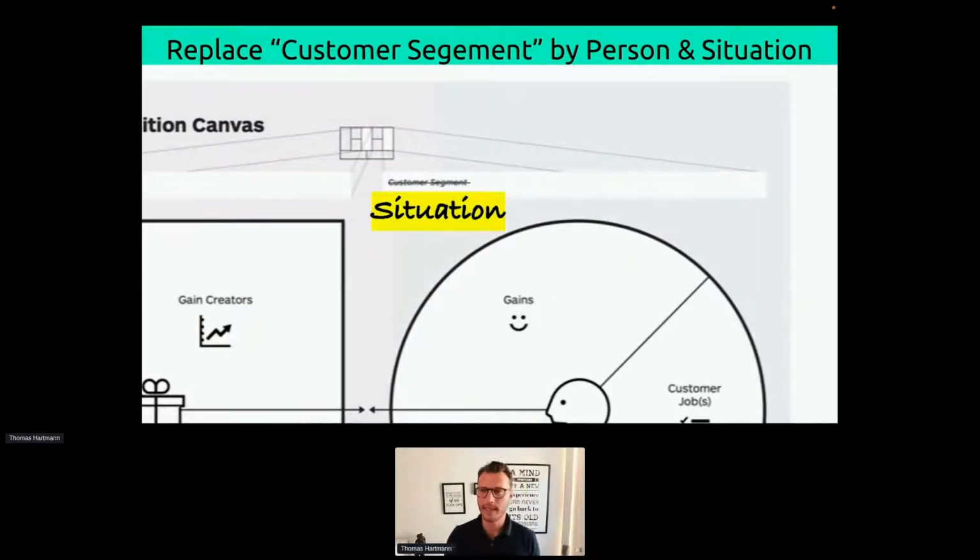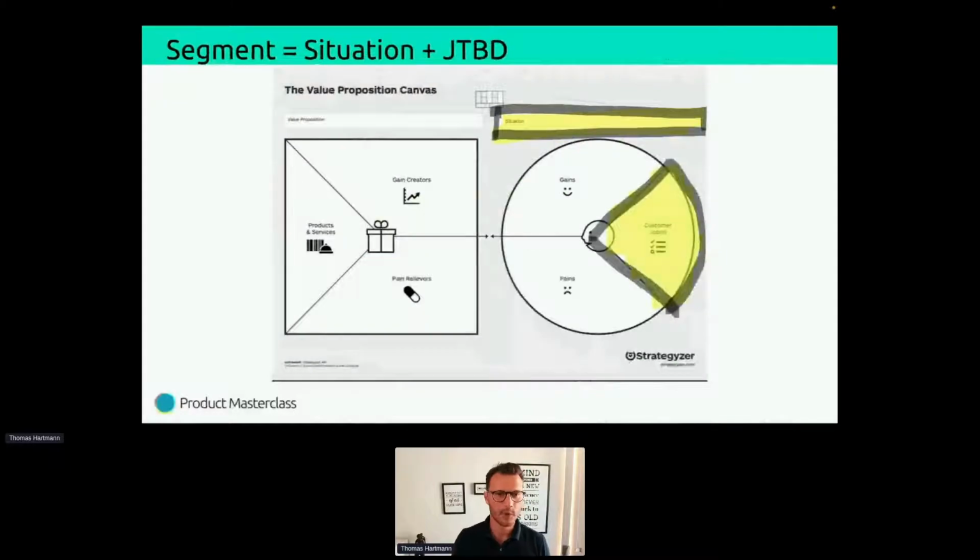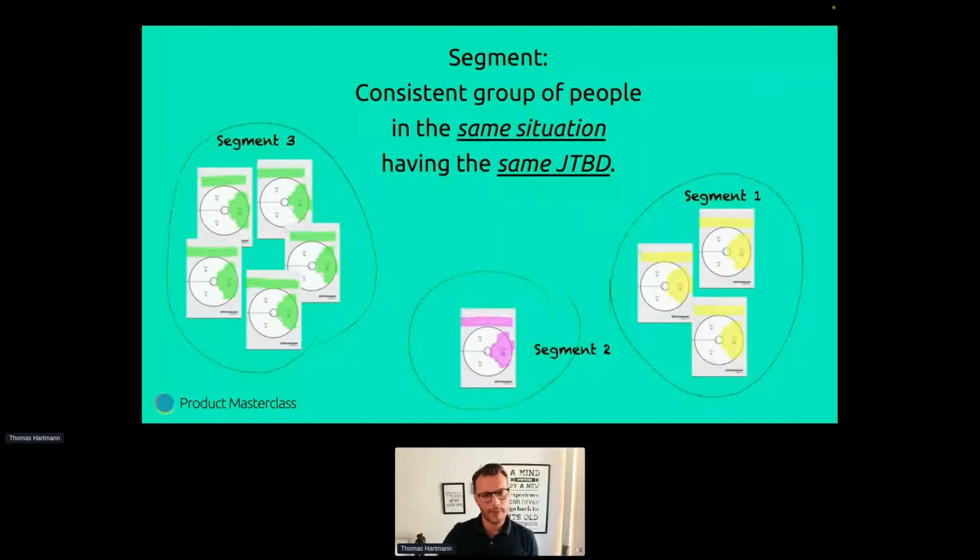Situation is really important. And the other one is the job to be done. And therefore, we have a field on the value proposition canvas. It's just the jobs, right? And these two fields define our segments. So if you have a couple of people or a lot of people who are in the same situation and have the same job to be done or the same goal in their life, then we have a segment.